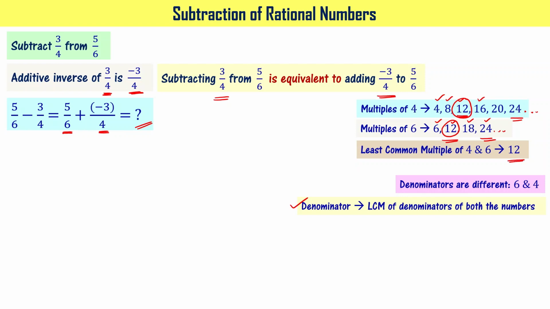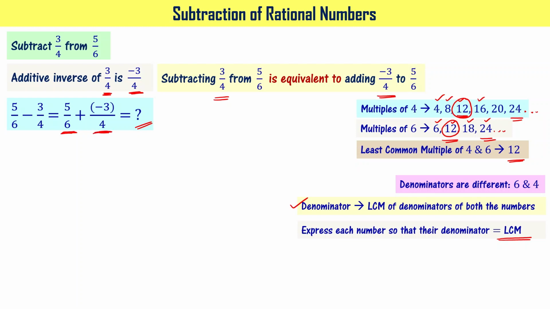Before writing the denominator and numerator, what we have to do further is express each number so that its denominator is equal to the LCM. In this particular case, it has to be 12. It means we have to express 5 by 6 as a number which has denominator 12, and minus 3 by 4 as a number which has denominator 12.